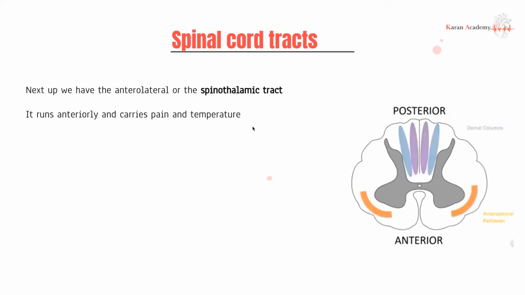Next up, we have the spinothalamic tract, or the anterolateral tract, as named, anterolateral, spinothalamic. A good way to know these tracts, especially when they have two terms, like spinothalamic, is the name actually tells you where the tract is coming from and where it's going. So the first half is where it's coming from. The second half is where it's going. Spinothalamic, from the spine to the thalamus, right? It runs anterolaterally and carries pain and temperature.